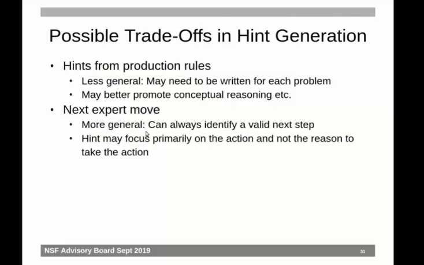Whereas the next expert move approach is more general because the system can always find the next valid step, but it may be that the hint is less good at promoting learning because it'll just tell them what action to take and give them a hint on that action. It might be harder to build into that a context of why that's the right action to take.